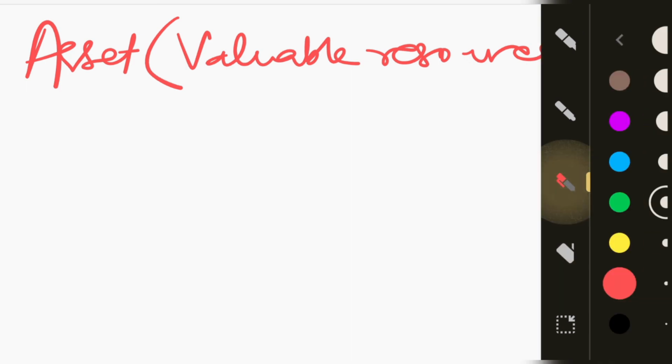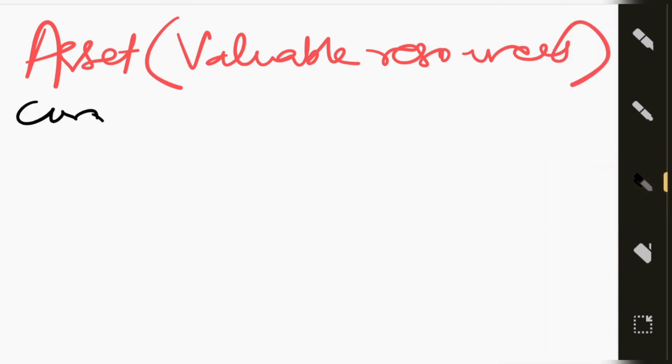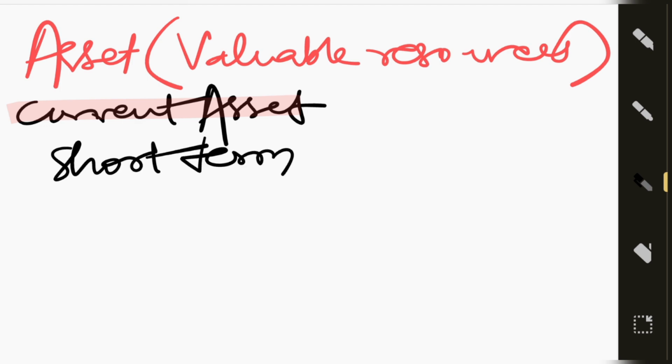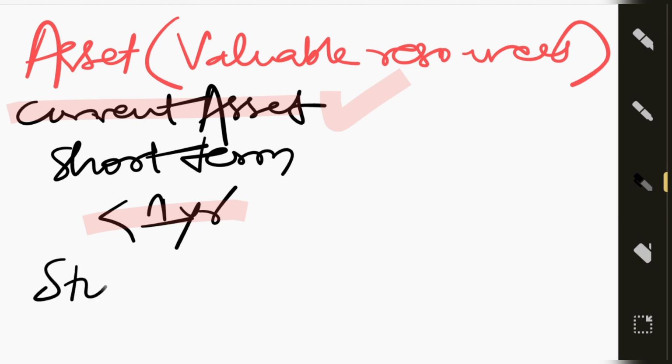Let us first study current assets. Current assets are the assets which are used for short term purposes, and then they are converted into cash within 1 year, generally less than 1 year. Those are termed as current assets. Various types of current assets are our stock and cash with the business.